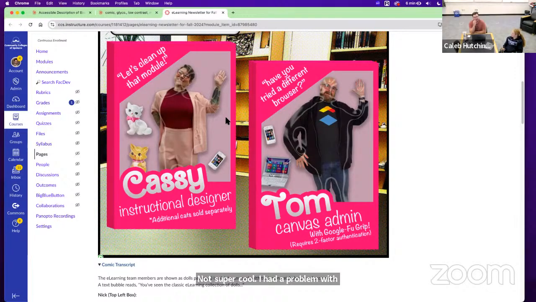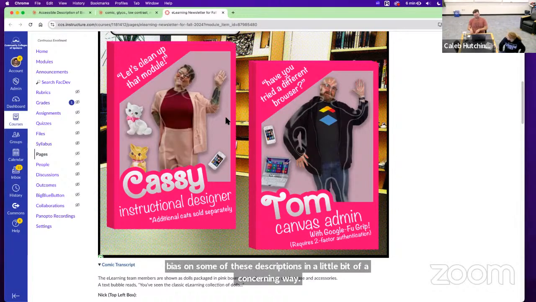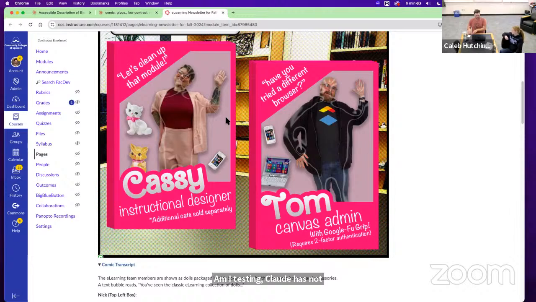So I've tested this in ChatGPT on a few different things, and it sometimes does that. It kind of inserts some editorialized bias on some of these descriptions in a little bit of a concerning way. In my testing, Claude has not done that, which is another reason I think it's maybe a little bit better model for this kind of work. But I thought that was interesting.